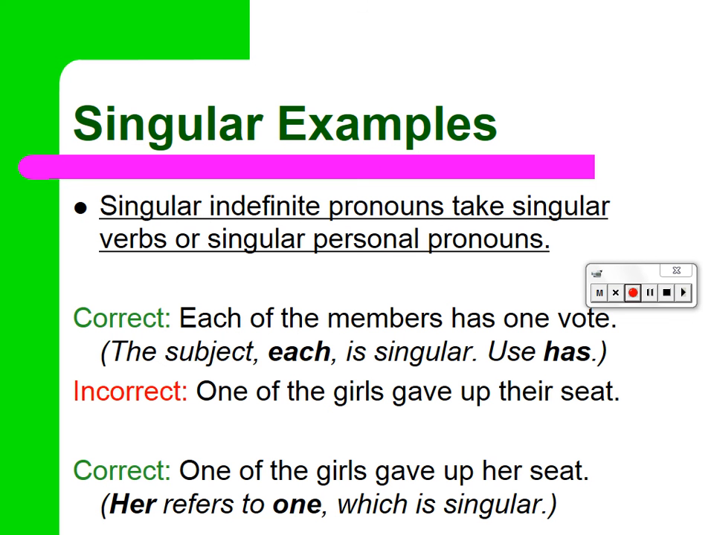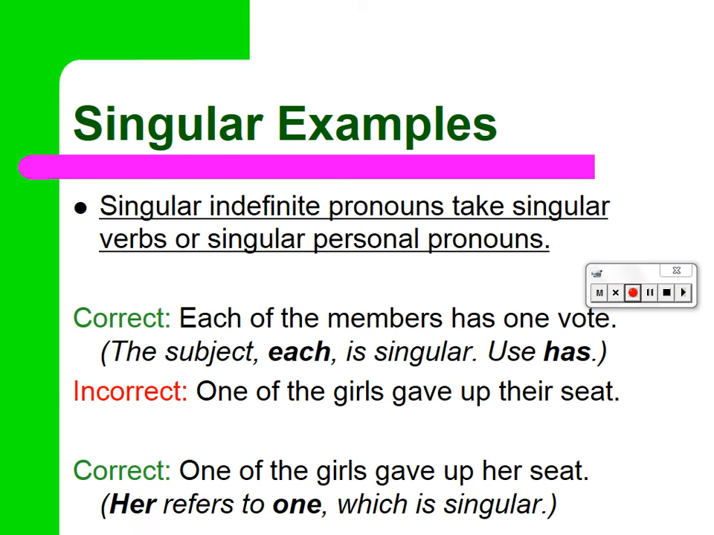All right, so here's an example of some singular indefinite pronouns. Okay, each of the members has one vote. The subject is each, which is singular, so you have to use has, not have. Some people would say each of the members have one vote because members is plural, but that's not what you're talking about. You're talking about each of them. Each is singular, so you have to use has, which is the singular verb that can match. Okay?